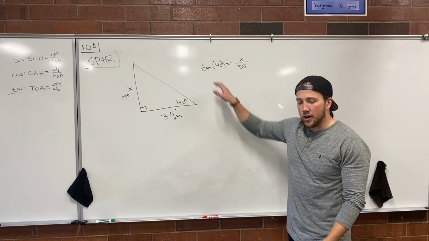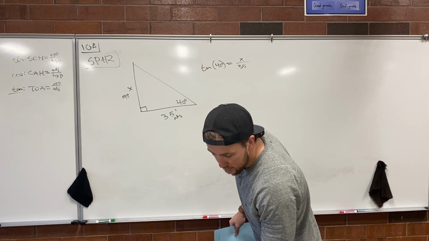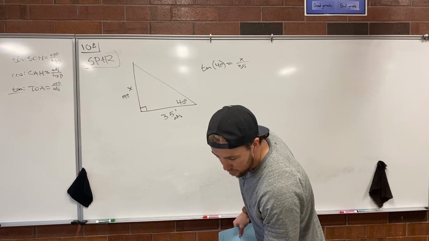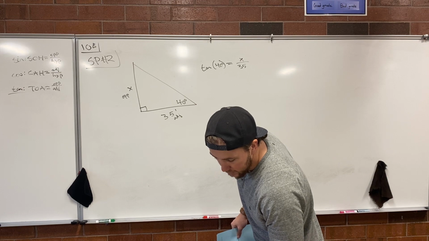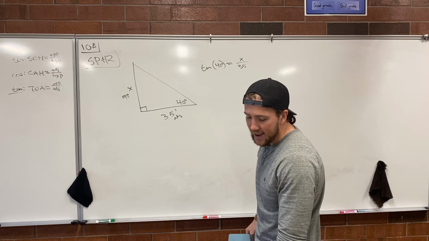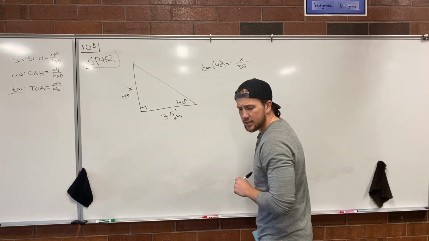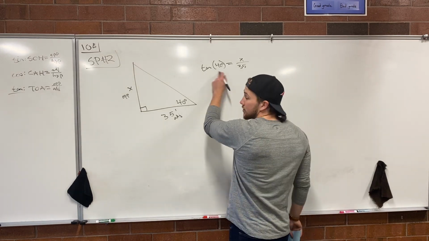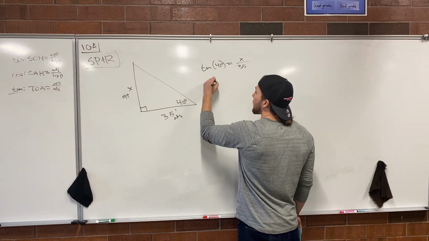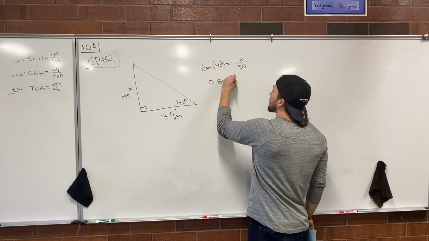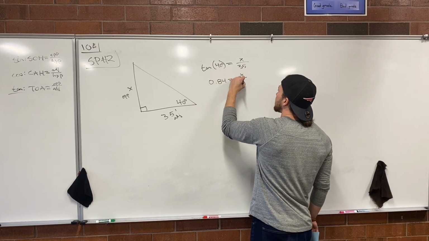So now on my calculator, I can real quickly do tangent of 40. Tangent of 40 gives me about 0.834, or I guess that's 0.84. So tangent of 40 degrees is approximately 0.84. It's x over 35.